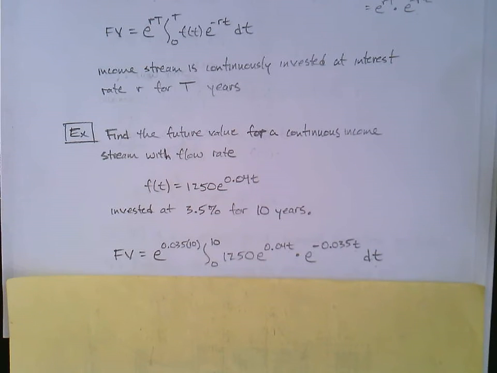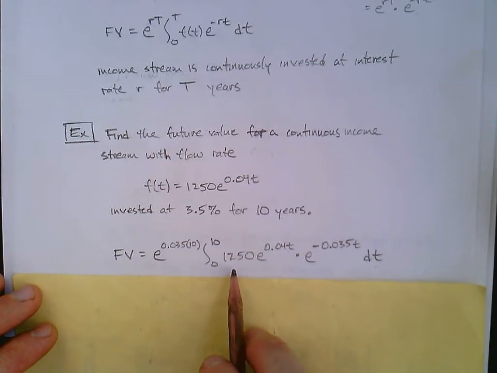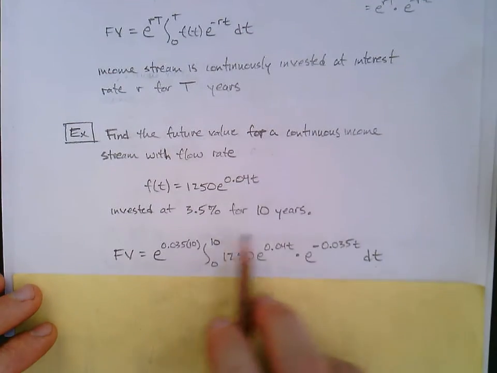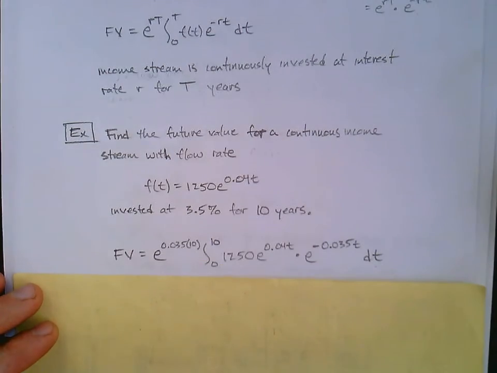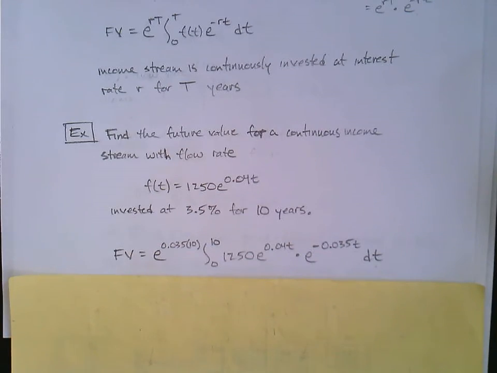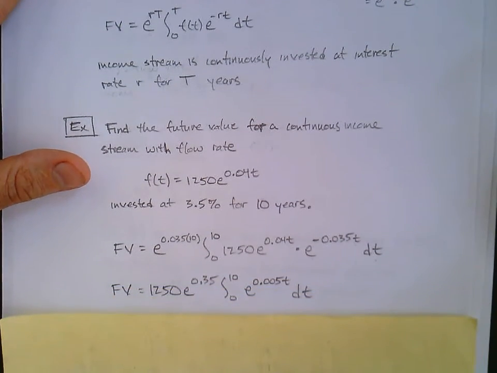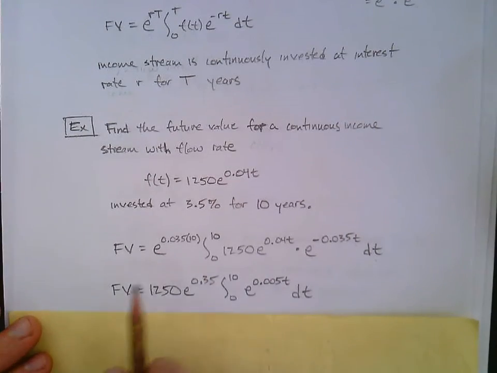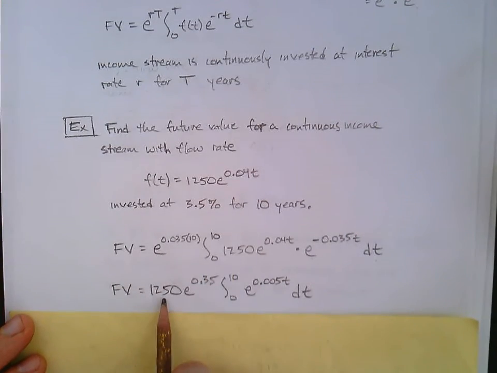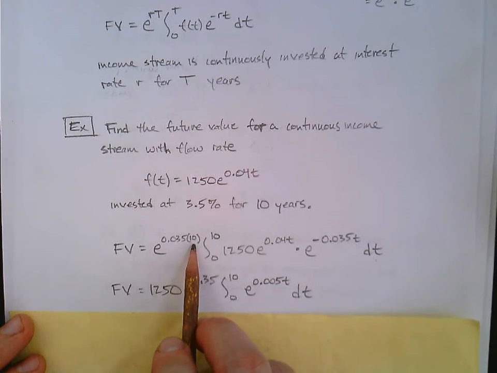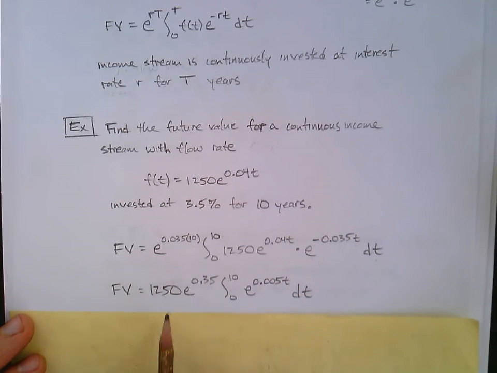Okay. We got all the pieces plugged in. Now, turns out we can clean this up. We need to clean this integral up before we go about an antiderivative. And there's a couple things we can do. For one, we realize that we can move this 1250 to the outside. So let's just go ahead and do that. At the same time, we might as well multiply 0.035 times 10. 0.35. e to the 0.35. Okay. Still integrating from 0 to 10.